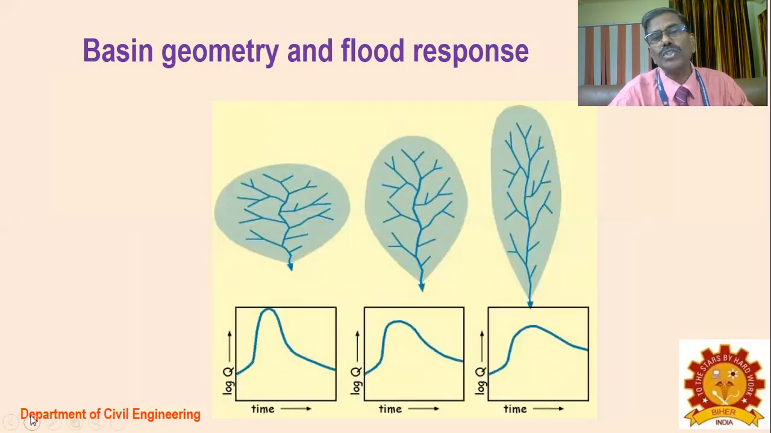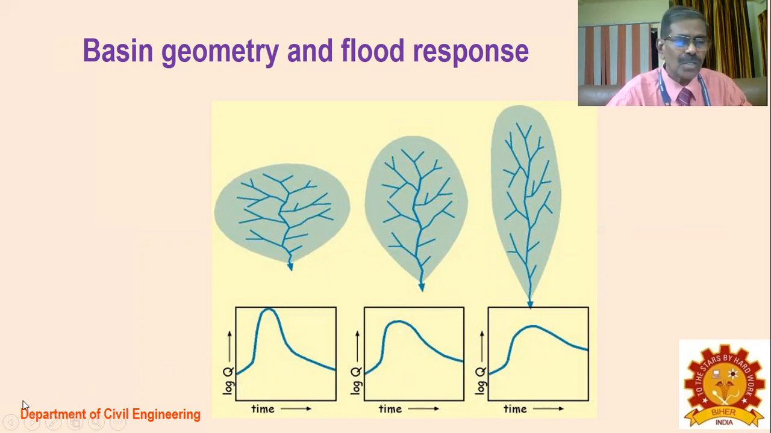Then we have the basin geometry and flood response. If you have a spread catchment area, your flooding will touch a peak and then come down. If it is spread over the longitudinal direction, it touches a smaller peak, but it stays for a longer time. If your catchment area is lengthy and each tributary contributes to the main river, then it will touch a very high peak for some time, it stays for some time, the characteristic changes. So the flooding characteristic changes because of the basin size and basin geometry also.